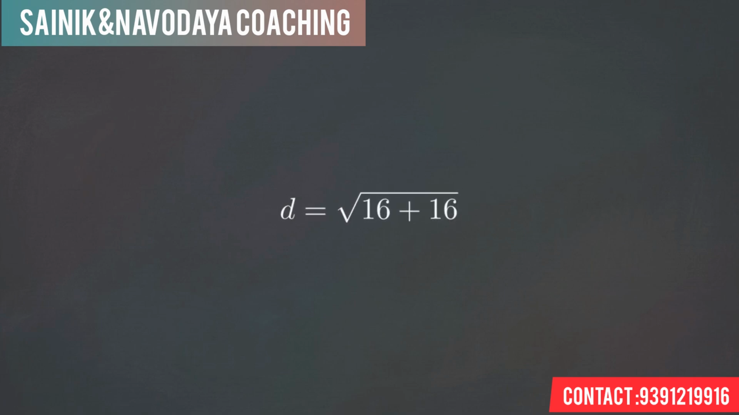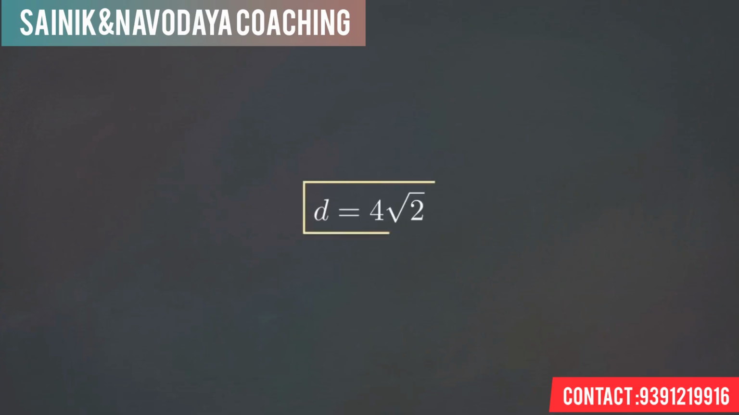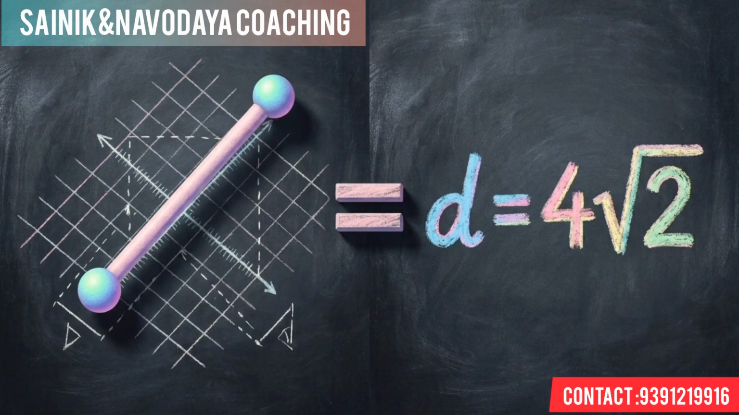Square the terms to get 16 and 16. Add them together for the square root of 32. Finally, break down the square root of 32. Since 32 is 16 times 2, and the square root of 16 is 4, we arrive at our final answer, 4 root 2. This algebraic result confirms the exact length of the physical line segment you drew earlier.